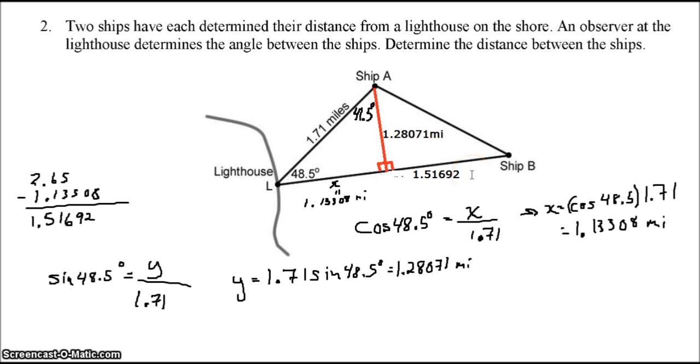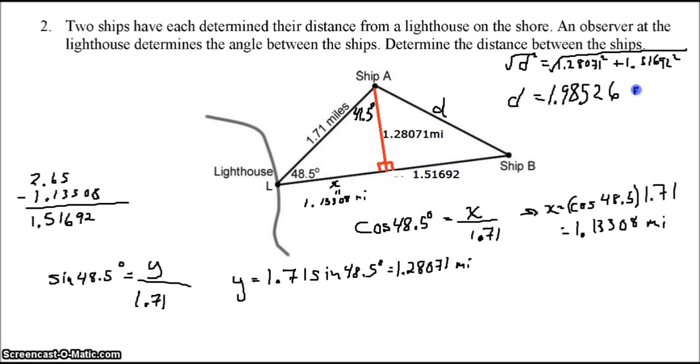Okay, now we have enough information to find the distance between the two ships, because we now know the two sides of this right triangle. So let's call this distance d. Then d squared, which is our hypotenuse, will equal 1.28071 squared plus 1.51692 squared, which means that d will equal the square root of those numbers squared. That's miles.